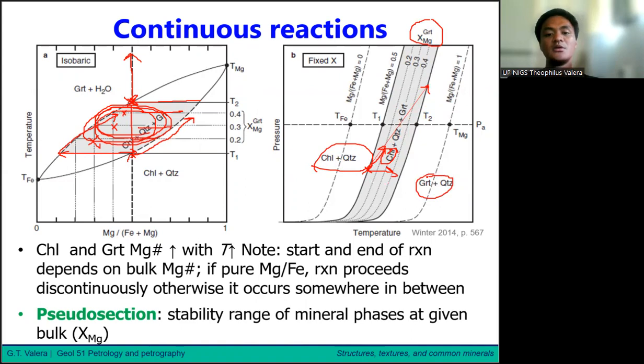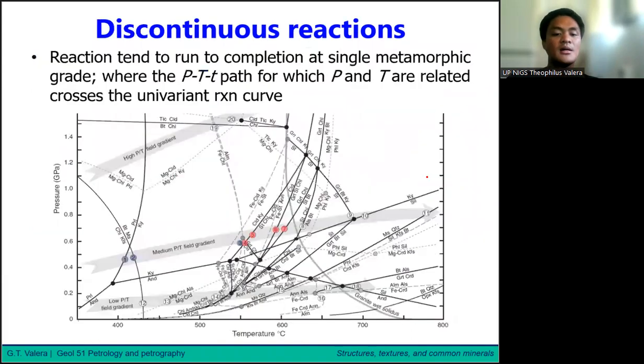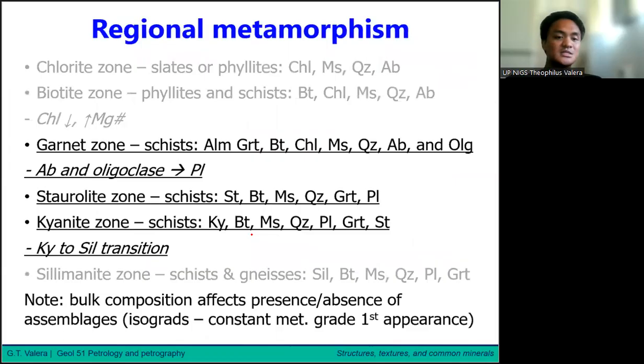Okay? Discontinuous reactions, these are the reactions which tend to run to completion at a single metamorphic grade. And in the PT diagram, whenever we have a rock exhibiting or intersecting a univariant curve, then that is the point na nagkakaroon ka ng discontinuous reaction. Let's look at, for example, yung Barrovian series, specifically yung garnet, staurolite, and kyanite zone. So garnet zone transforming to staurolite to kyanite.